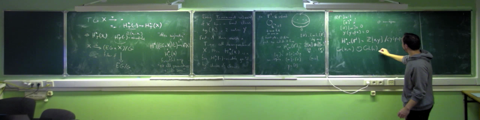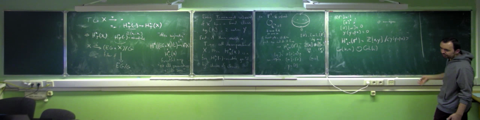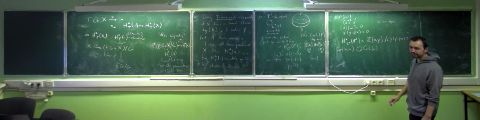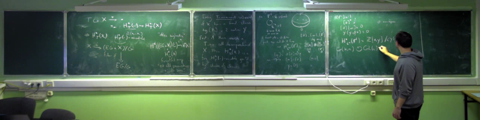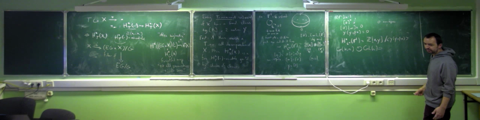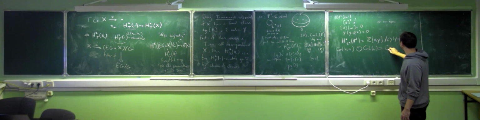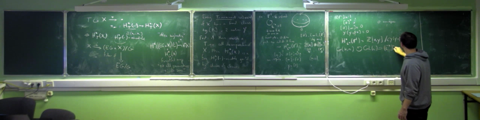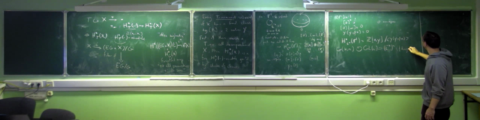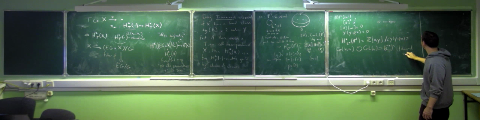But GL_n is sort of too big for us. You could consider GL_n-equivariant cohomology. That's not a completely stupid thing to do, but we're not going to do that. Instead, inside GL_n there is a torus, the Cartan torus, which is just the diagonal, invertible matrices.